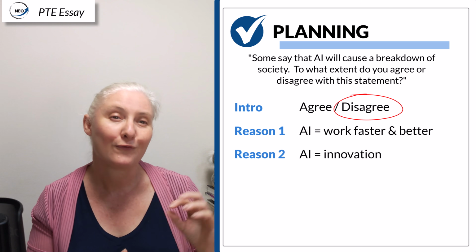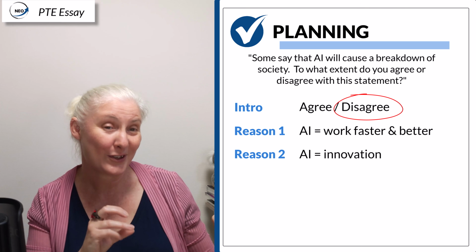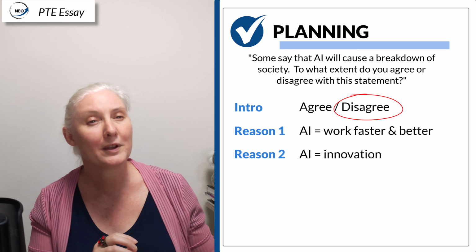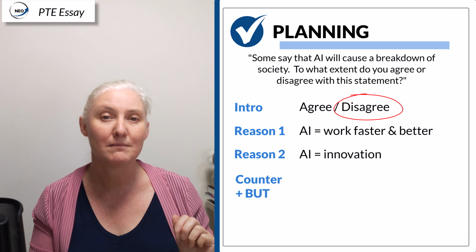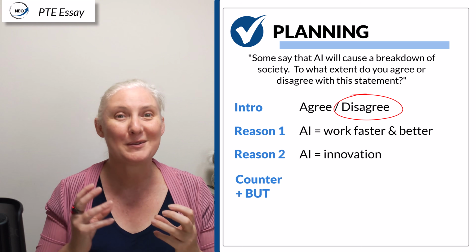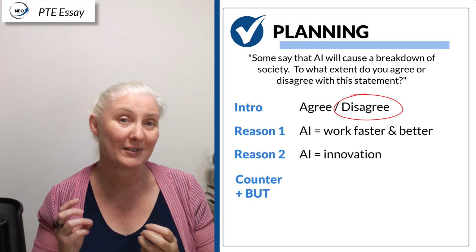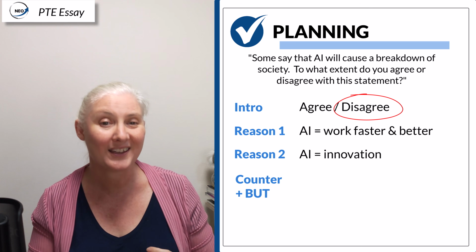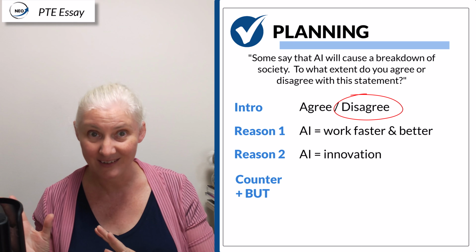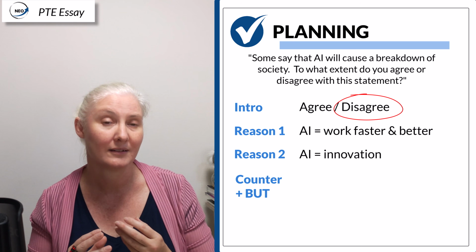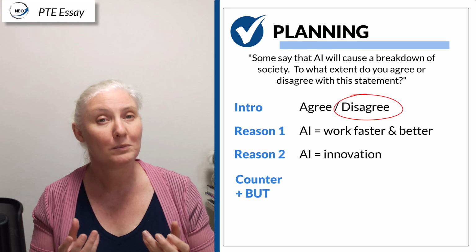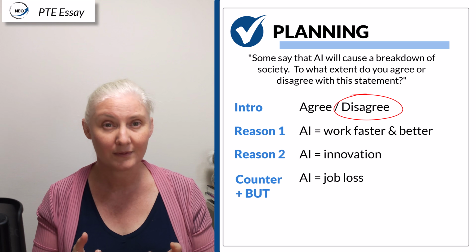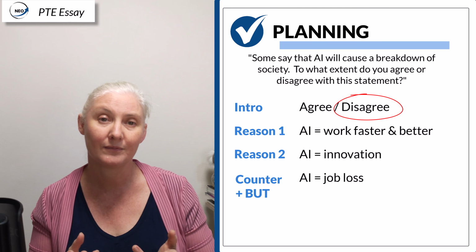Now, for my third body paragraph, I want what we call a counter-argument. A counter-argument means what other people will say if they disagree with me. So people who think AI is bad, what would they say? And obviously, the biggest argument will be job loss. Yeah? People will lose their jobs.